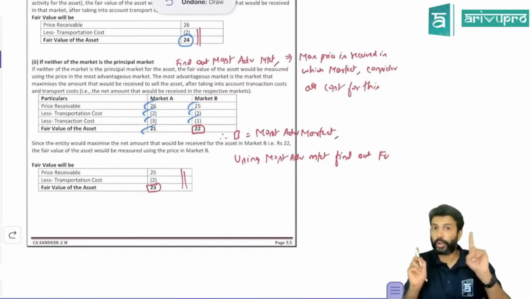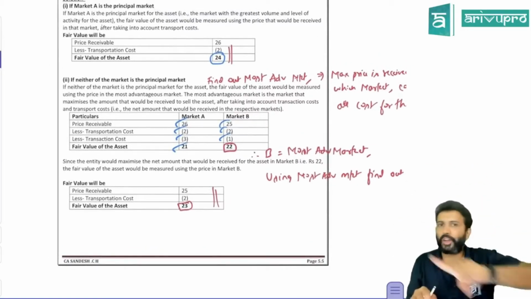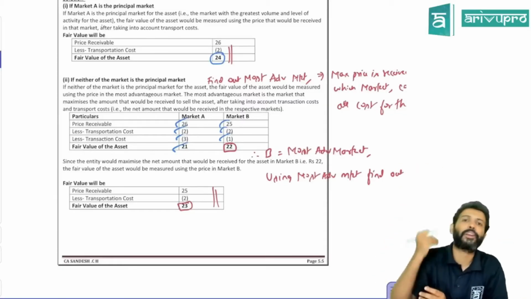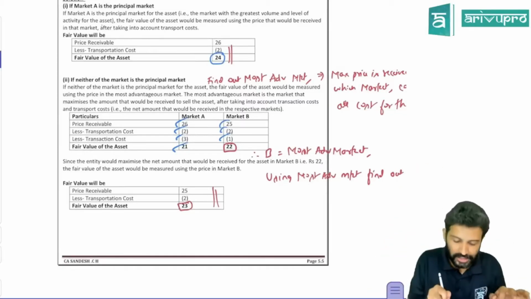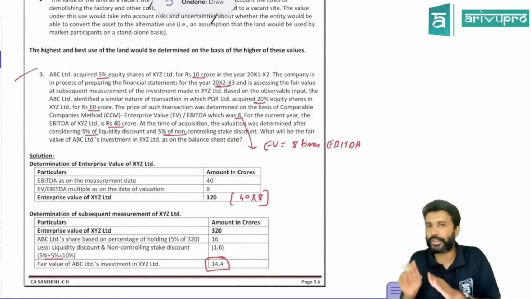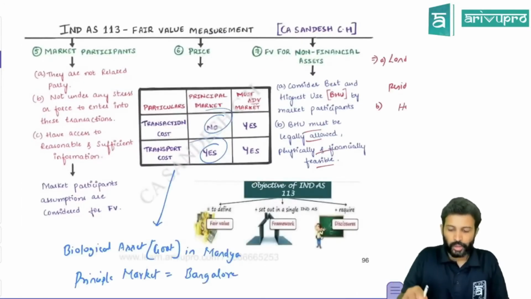Do remember, don't get confused, right? To find out which is the most advantageous market, every cost will be considered. And once you find out the most advantageous market, go to that market and find out fair value. And for fair value, only transportation cost is reduced and transaction cost is ignored. All right. Now coming back.